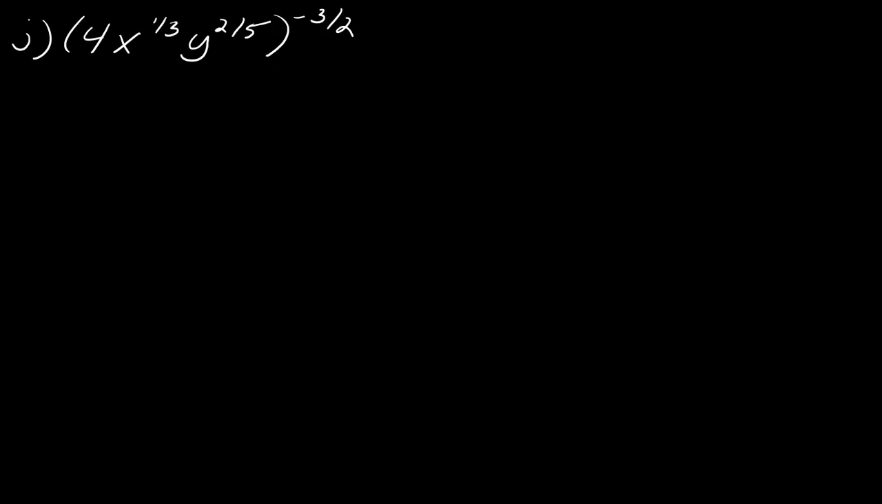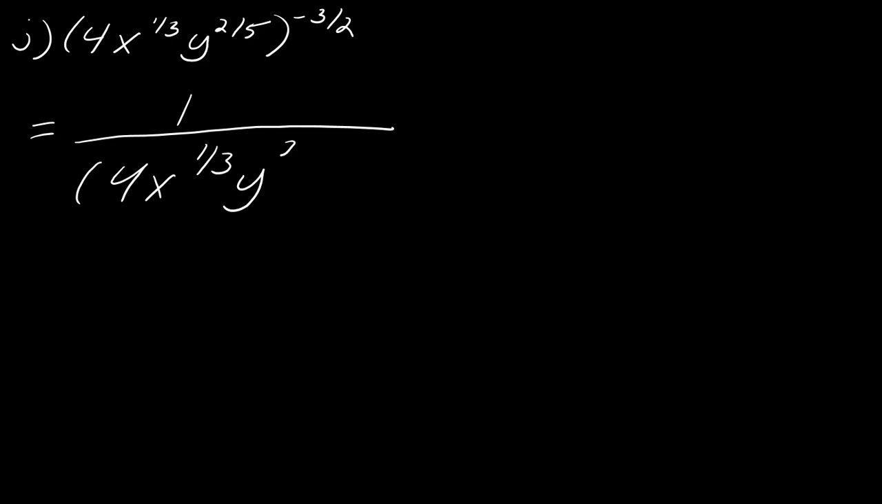And for the final one, I've got 4x to the 1/3, y to the 2/5. For this one, I can see that all of this is being raised to the negative 3/2. So once again, I am just going to go ahead and get rid of that negative exponent. So this is 4x to the 1/3, y to the 2/5, all of that to the 3/2. Now I've gotten rid of the negative exponent and I can just move forward on this.